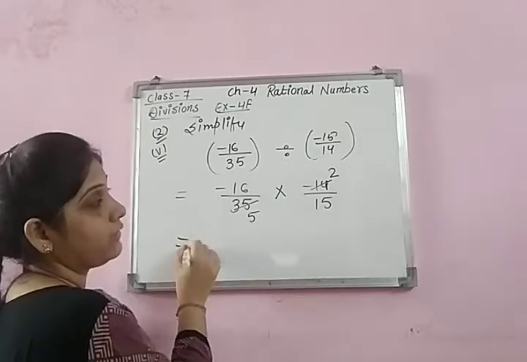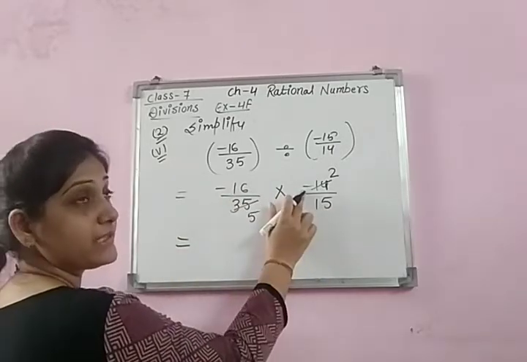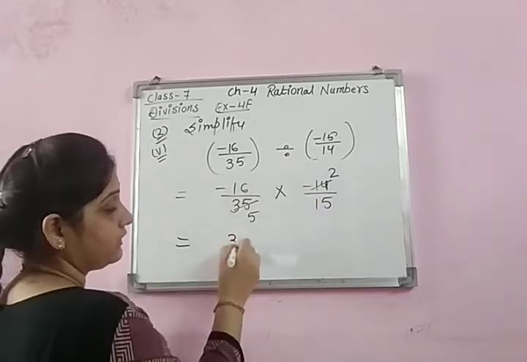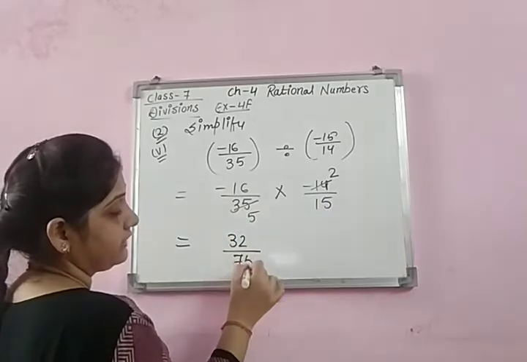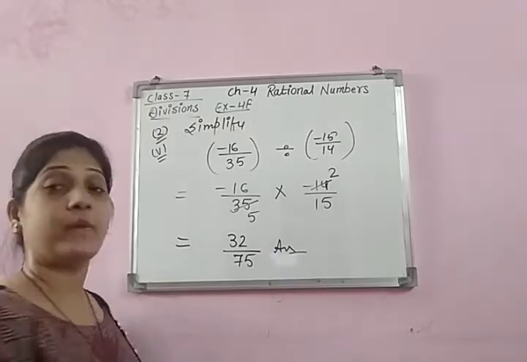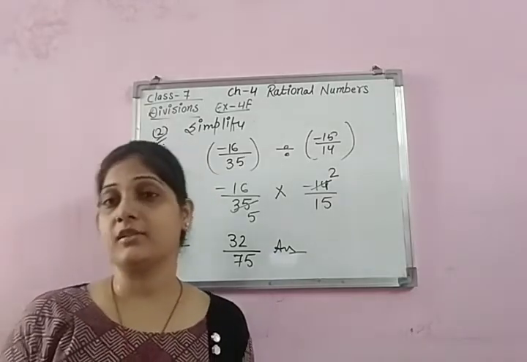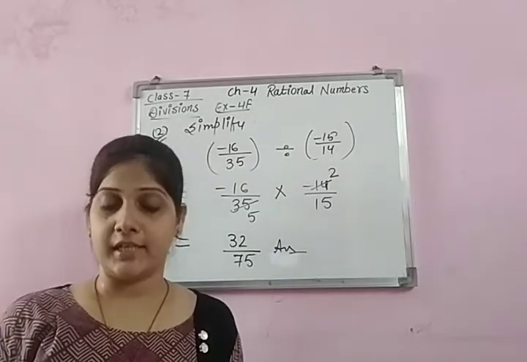So they cannot be cancelled out. So let's multiply: minus minus plus. 16 2s are 32 and 15 5s are 75. So positive 32 by 75. In this way we can solve the division of rational numbers.